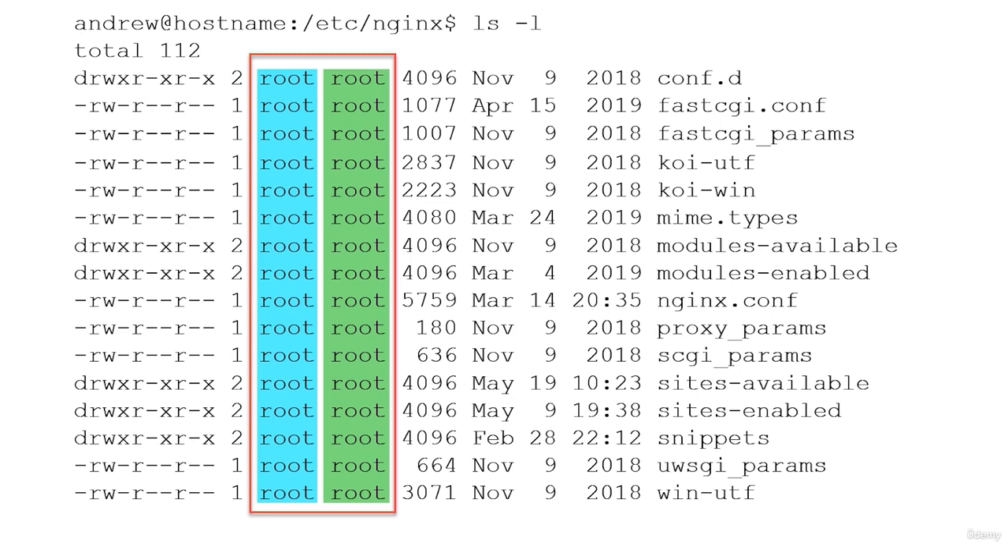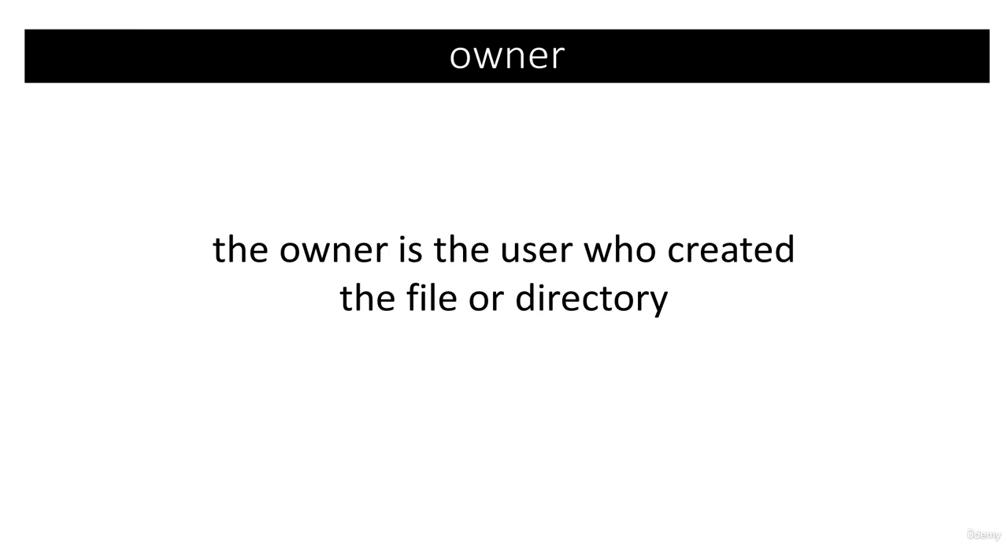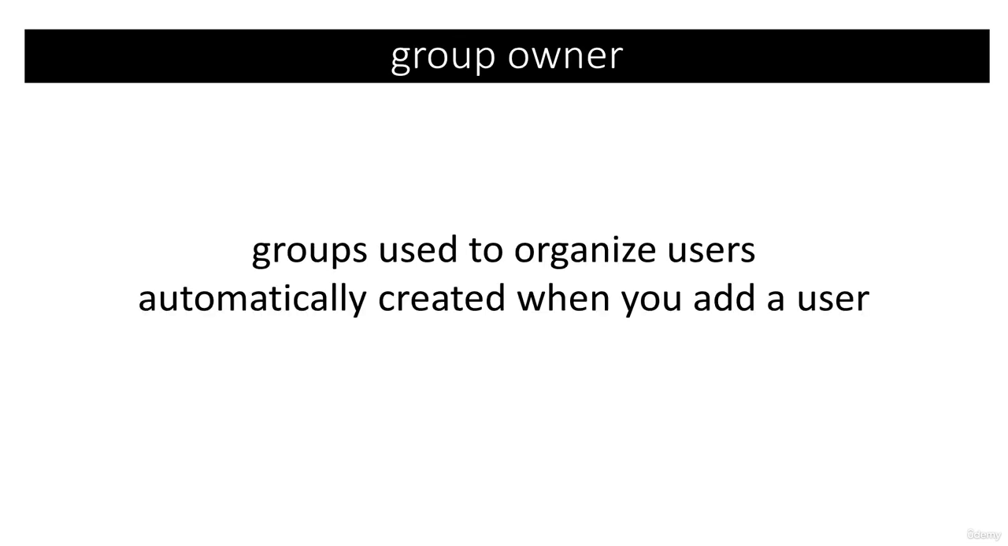On the left is the owner, and on the right is the group owner. Any file or directory created by a user is automatically owned by that user. Now we have the group owner. Groups are used to organize users on a server.